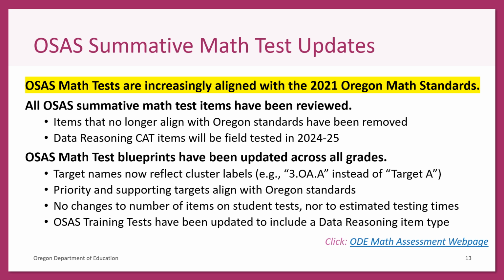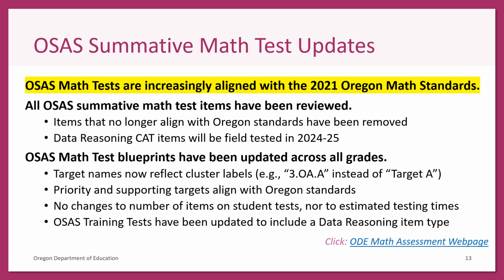The OSAS math tests are increasingly aligned with the 2021 Oregon K-12 math standards. This means that all OSAS summative math items have been reviewed, and the OSAS math test blueprints have been updated across all grades. Items that no longer align with Oregon standards have been removed from the item pool, and data reasoning items have been added at all grade levels for field testing in 2024-25.